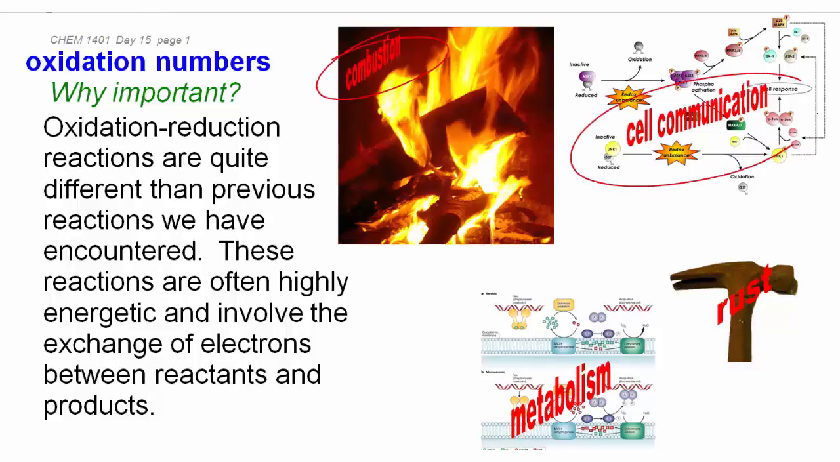Combustion, what's going on inside our cells, metabolism, rust. These and many other examples of reactions are of a certain type, called oxidation-reduction reactions. In these reactions, there's an exchange of electrons between the reactants. There's an electron producer and there's an electron acceptor.